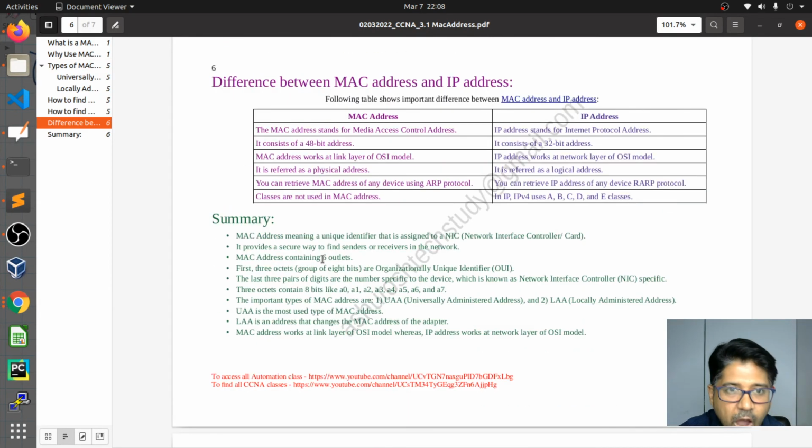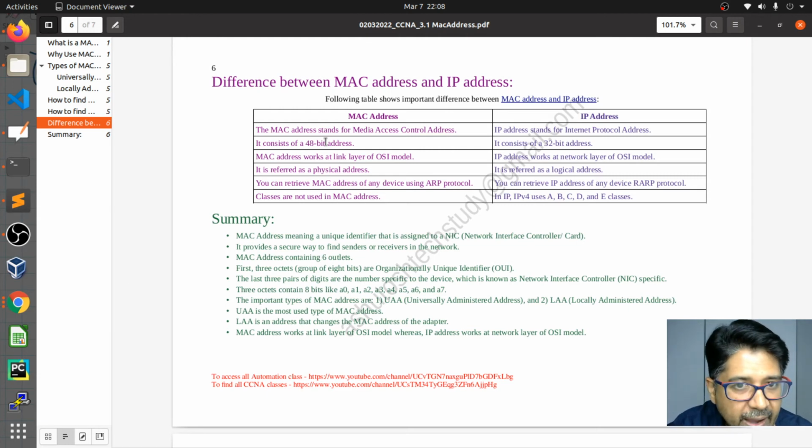Okay, now come to the last topic, which is the difference between the MAC address and IP address. We are going to study IP address in detail later, don't worry. Today we understand the MAC address, so you have to be very clear about it, and later we will see what the IP address is and how it works.